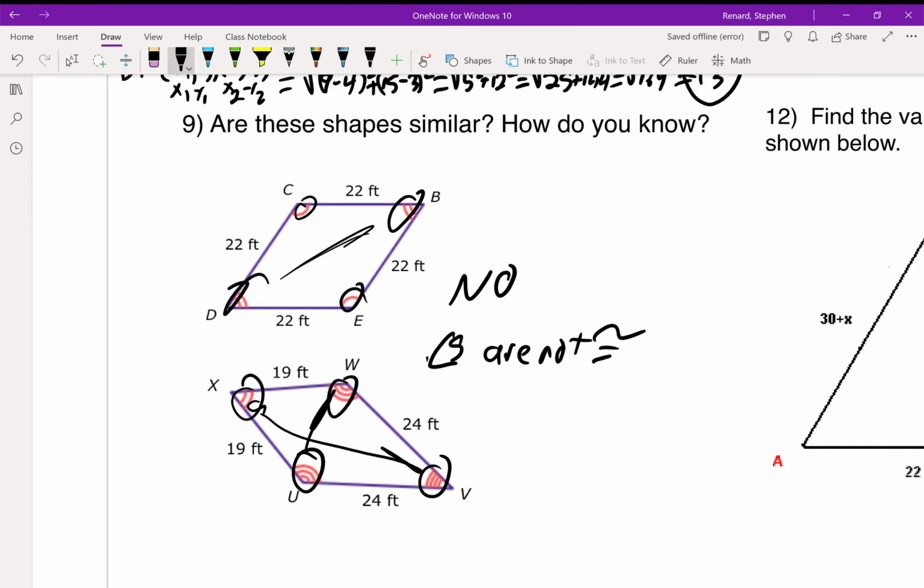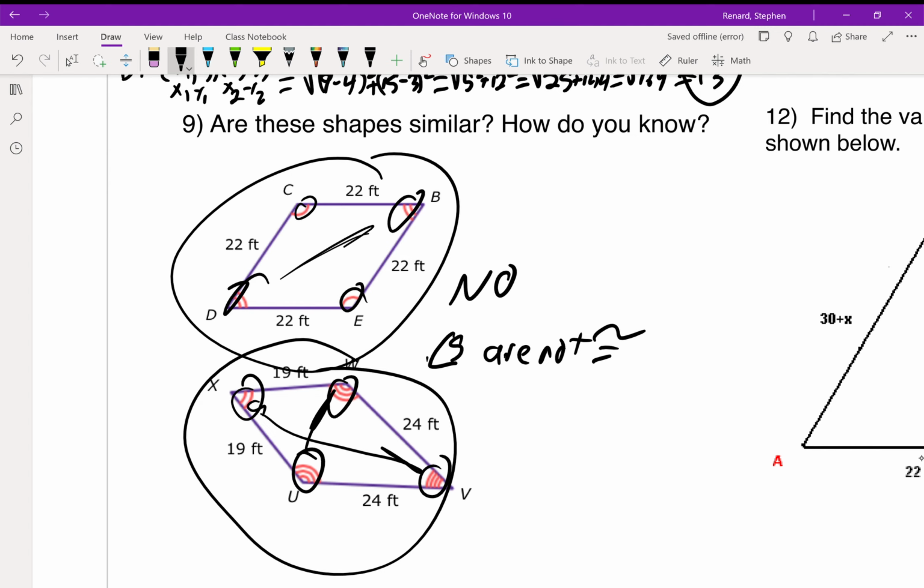The other way we could do it is we could set up the sides. All four of these sides are equal, meaning that they'd have to be proportionate to all four of those sides. We have two sides here and two sides here that are different lengths, so they can't all be proportionate. So you could also say no, sides aren't proportionate.